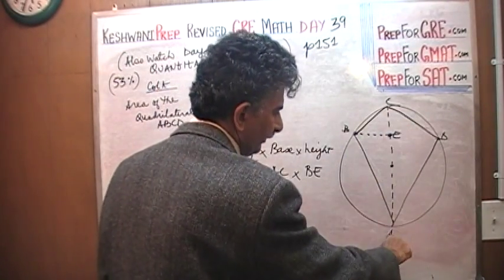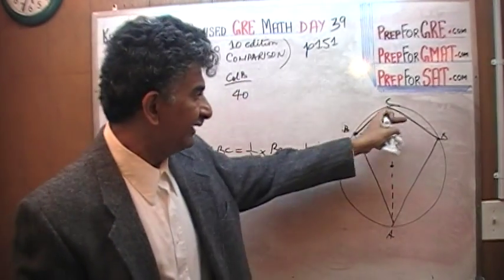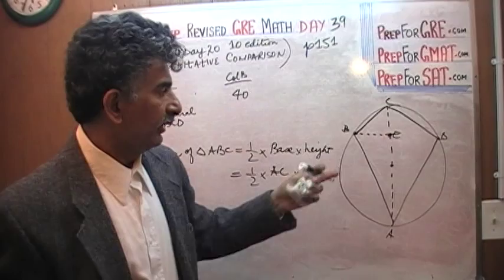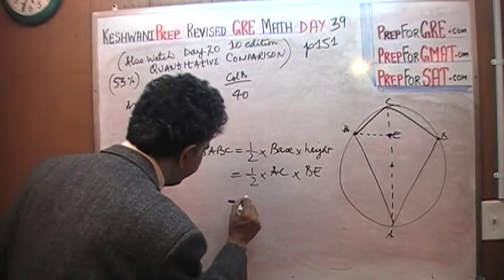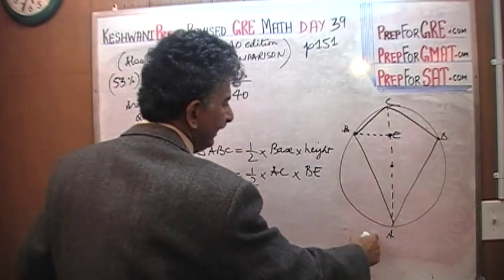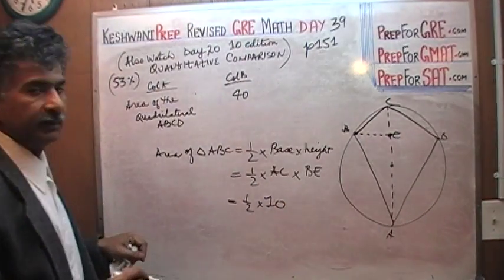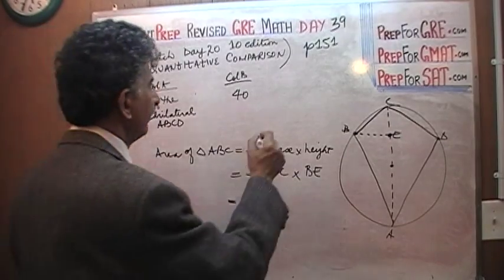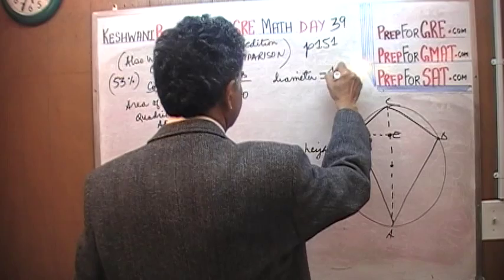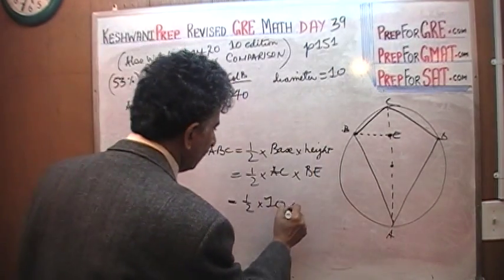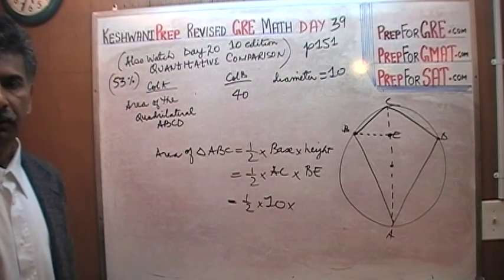This is the base. I'm using this as the base. You can use any of the sides, you can use BC as the base, but then you will have trouble figuring out the height. This is the easiest scenario. So 1/2 base, which is A to C, which we are told is 10. The problem tells us that the diameter is 10. It says in the problem that the diameter of this circle is 10. So that was the easy part. What about B to E? How much is B to E?